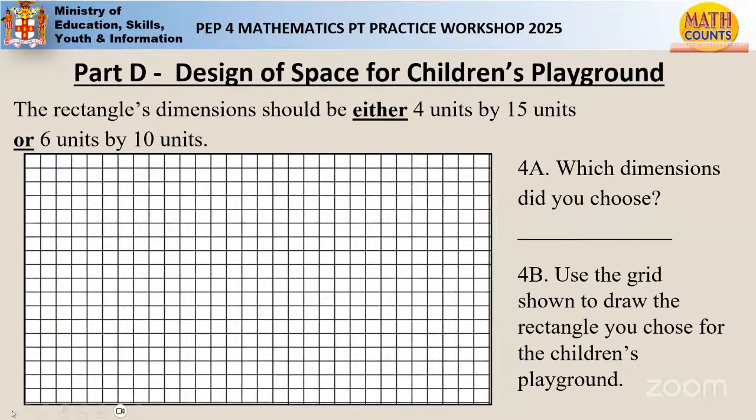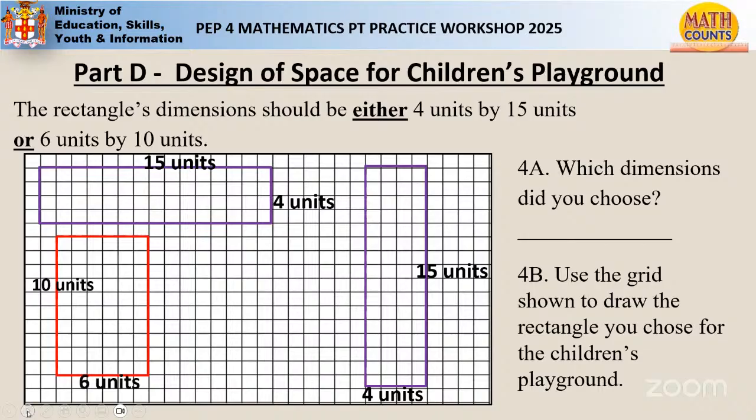So this is where we are right now. Based on that, these are the options. I could have gone 15 units by 4 units. That's what I have. I could have done it horizontally or vertically, whichever way, it doesn't matter once the units align. Or I could have gone 6 units by 10, horizontally or vertically. So your shape should look something like this. This is what you're supposed to have.